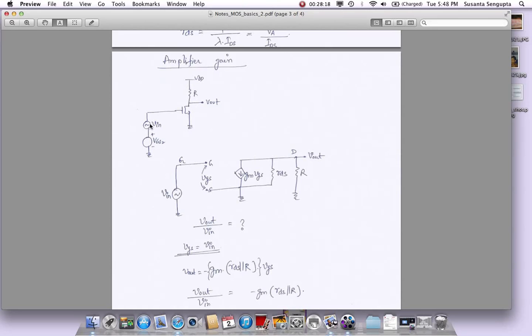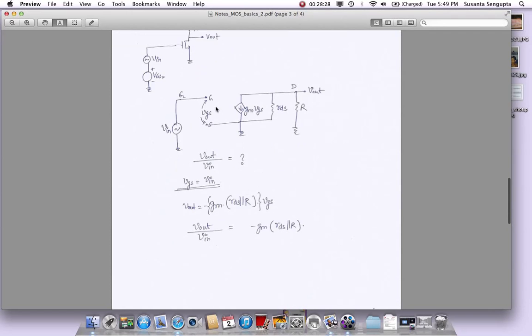So if I apply a small perturbation, a small sinusoidal signal here, it will get gained up, but how much? We can calculate it based on the small signal model. So how do we do it? Let's first see what VGS is. VGS is equal to Vin. So what is going to be this current? This current is going to be GM times Vin, right?